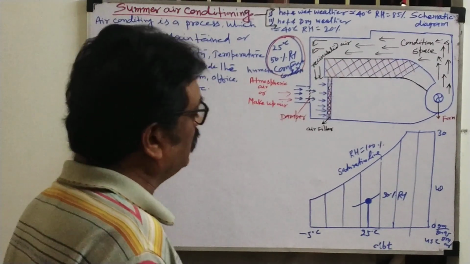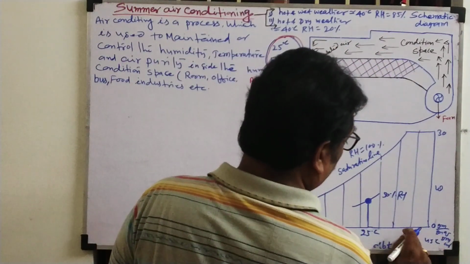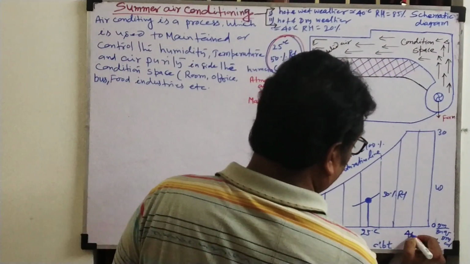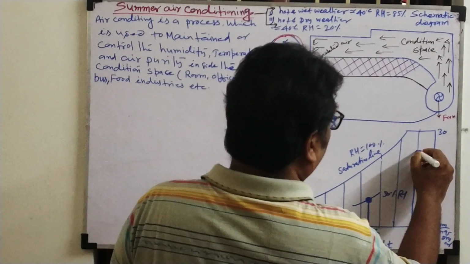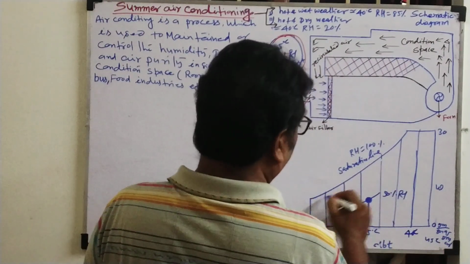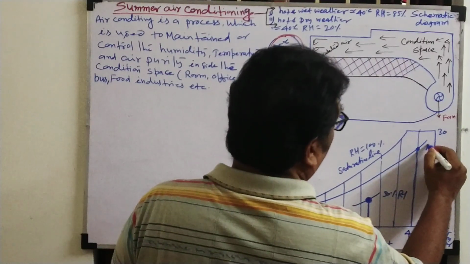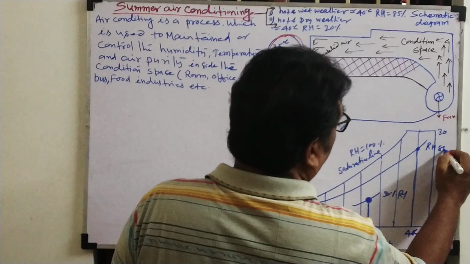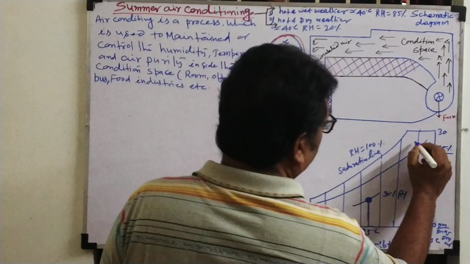So first we will find where the first condition is. Suppose let's assume this is 40 degrees Celsius. Now go along the vertical line. Where is this 100% line? 90%. You draw the 85% line. This is called RH 85%. Okay, 85% RH. This is condition 1.